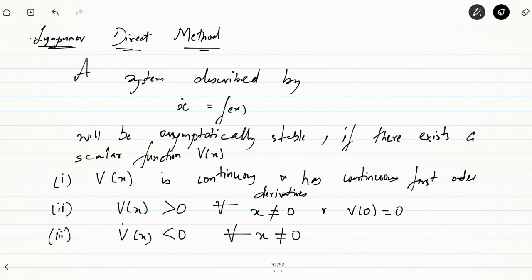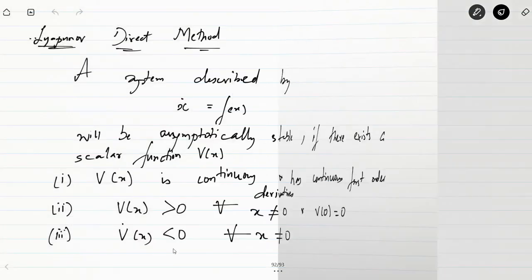So if this function satisfies these three conditions, that means it is continuous and has continuous derivatives, for x not equal to 0, v of x is greater than 0, and for x not equal to 0, v dot x is less than 0. If these conditions are met, then the system is asymptotically stable. If these conditions are not met, then the system is unstable.